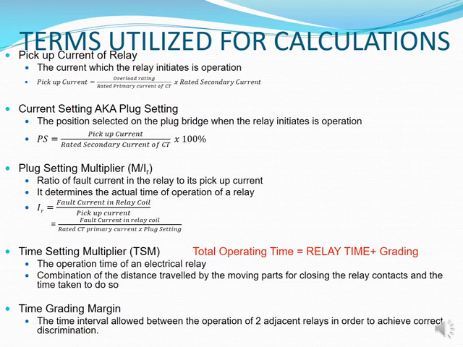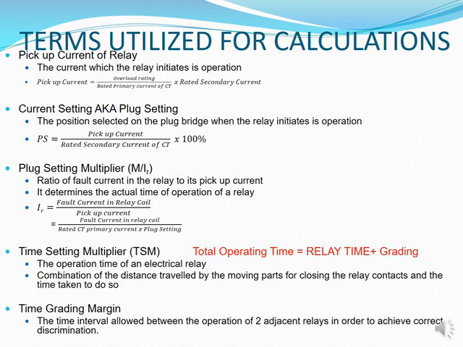Or if you did not go and calculate the plug pickup current, you can go straight to your plug setting, and really what it will be is your overload rating. Then you will divide it by your rated primary current of your CT, because then your rated secondaries will just be cancelling out, and you'll multiply that by 100%. So all that your PS is, is that pickup current without your secondary current involved in the calculation.